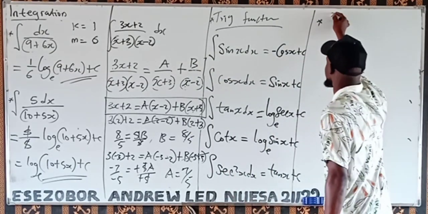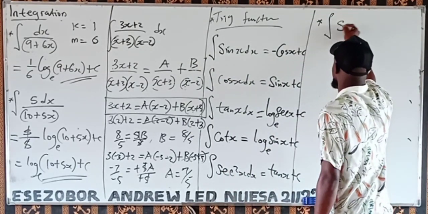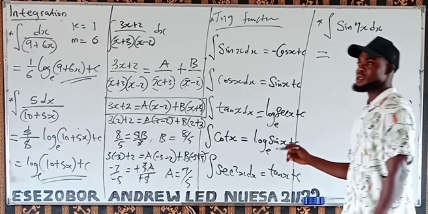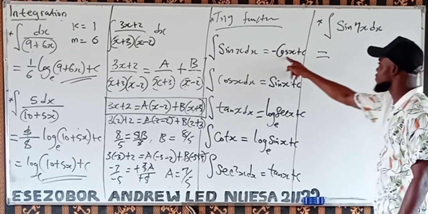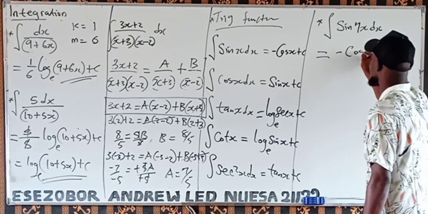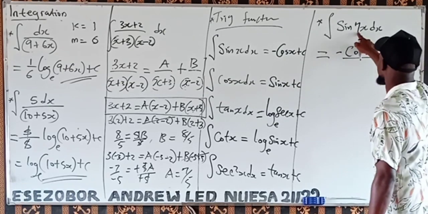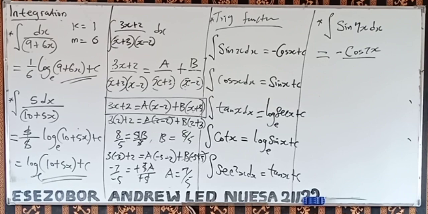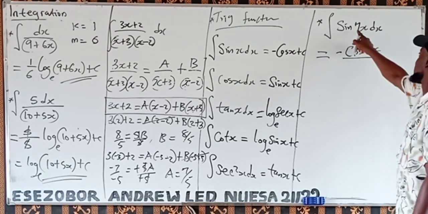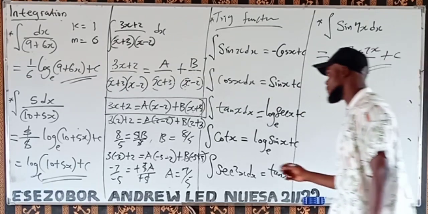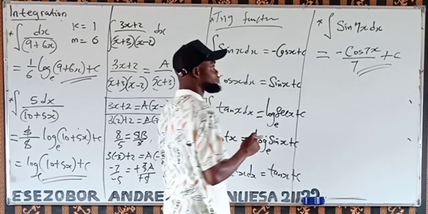So let's say I want to do the integral of sin 7x dx. What will the answer be? Remember, if I integrate sin S, I'm going to have minus cos S. So if you do this one, I'm going to have minus cos 7x over the derivative of 7x, which is 7. That becomes the answer.